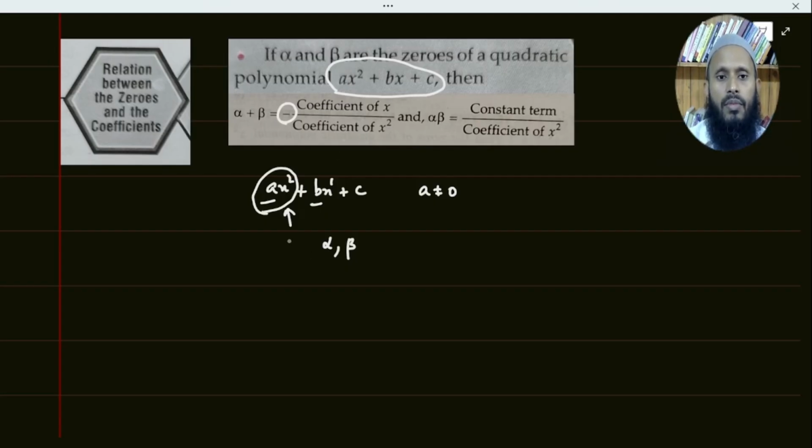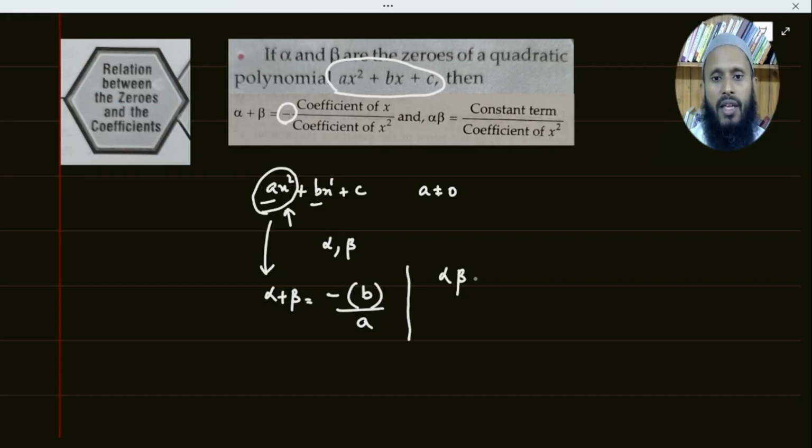Okay. So from the general equation which we have taken in this particular case, ax square plus bx plus c, if you try to write alpha plus beta, which is equal to minus of coefficient of x, which will be b, divided by coefficient of x square, which will be a. So in this case, we can write alpha plus beta equal to minus b by a. Similarly, we can write the product of zeros as alpha into beta, which is equal to constant term, which in our case we have taken as c, divided by coefficient of x square, which is a. So alpha beta equal to c by a in our case.